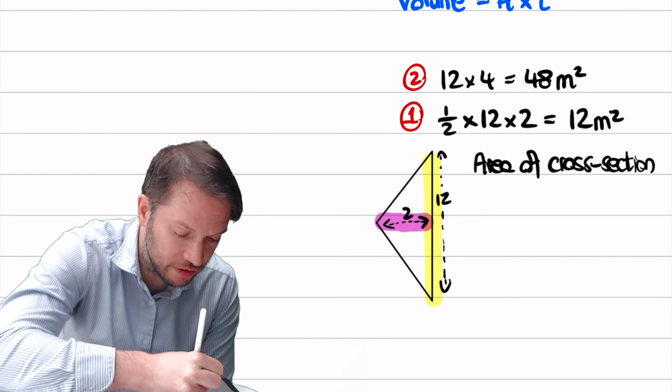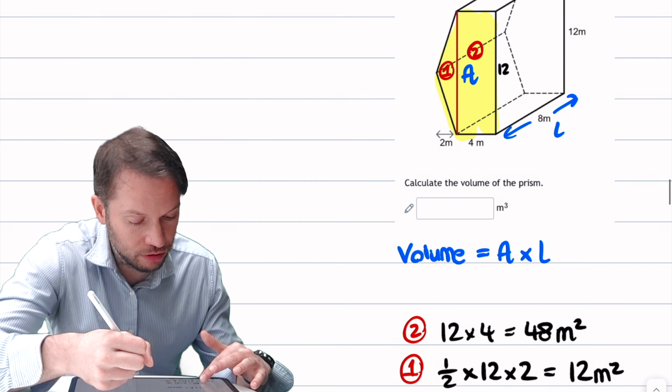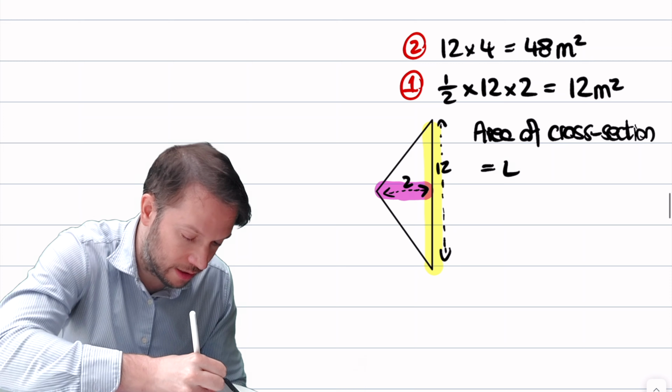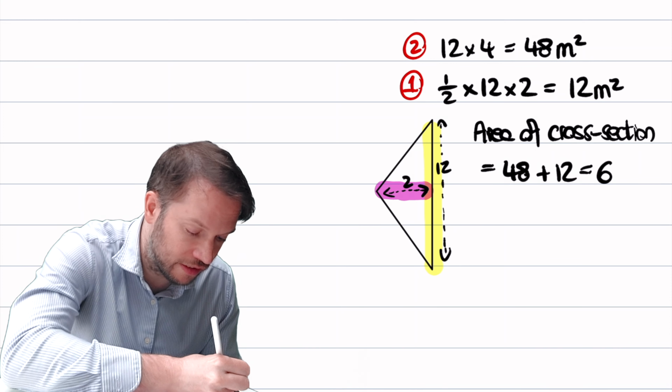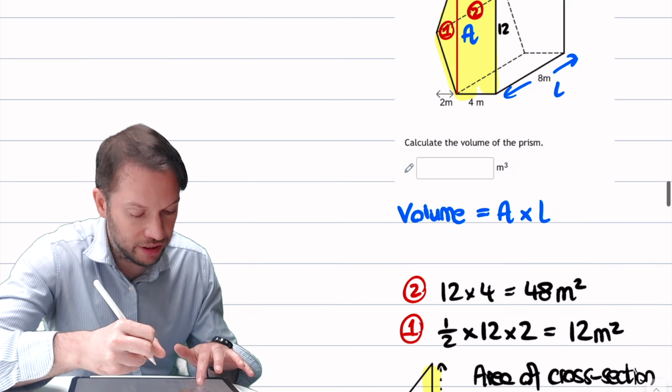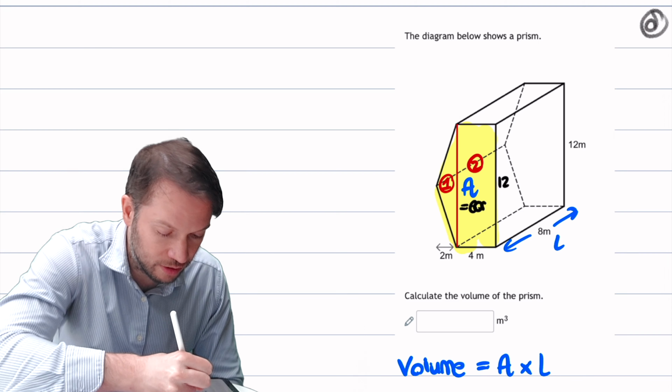So the area of the cross section is just the sum of those two areas, because you've got area 1 and area 2 to make up that total cross section. So it's 48 plus 12 to give a total area of 60 meters squared. Right, that's brilliant. So we know that this A here is equal to 60 meters squared.